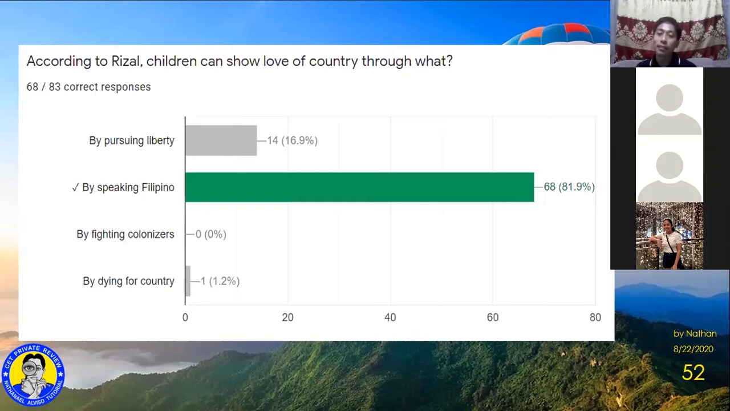Remember, the title of this is Sa Aking Mga Kabata. He is asking his playmates or the children, 8 years old by that time, to enrich the Filipino language, because it's like pursuing liberty. At their age, 8 years old, they cannot pursue liberty yet, right? But they can certainly pursue speaking their own language, okay?